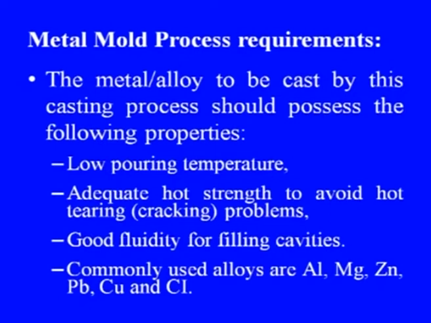Now, let us see what are the requirements of metal mold process. The metal or alloy to be cast by this casting process should possess the following properties. Number 1, low pouring temperature. Number 2, adequate hot strength to avoid hot tearing problems. Number 3, good fluidity for filling the cavities. Number 4, commonly used alloys are aluminum, magnesium, zinc, lead, copper and cast iron.